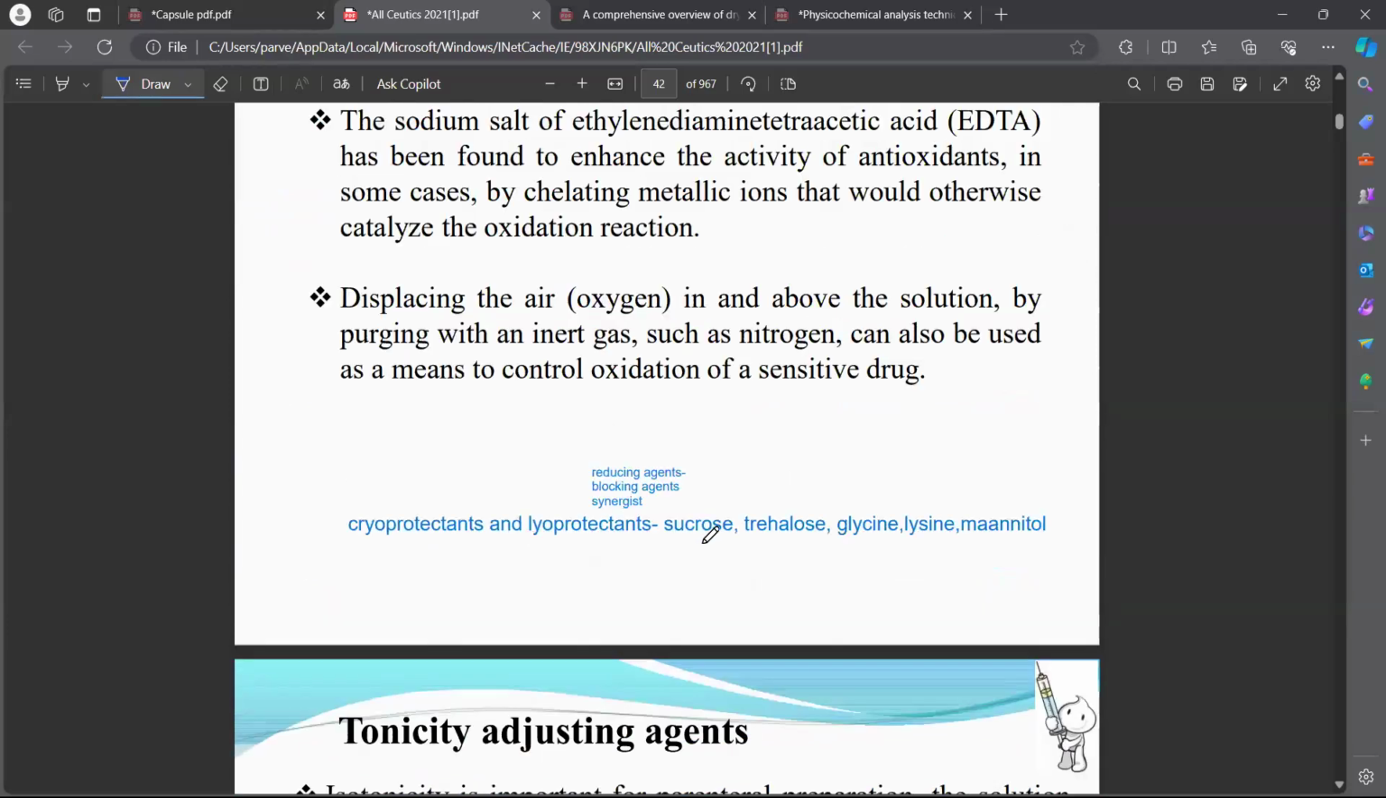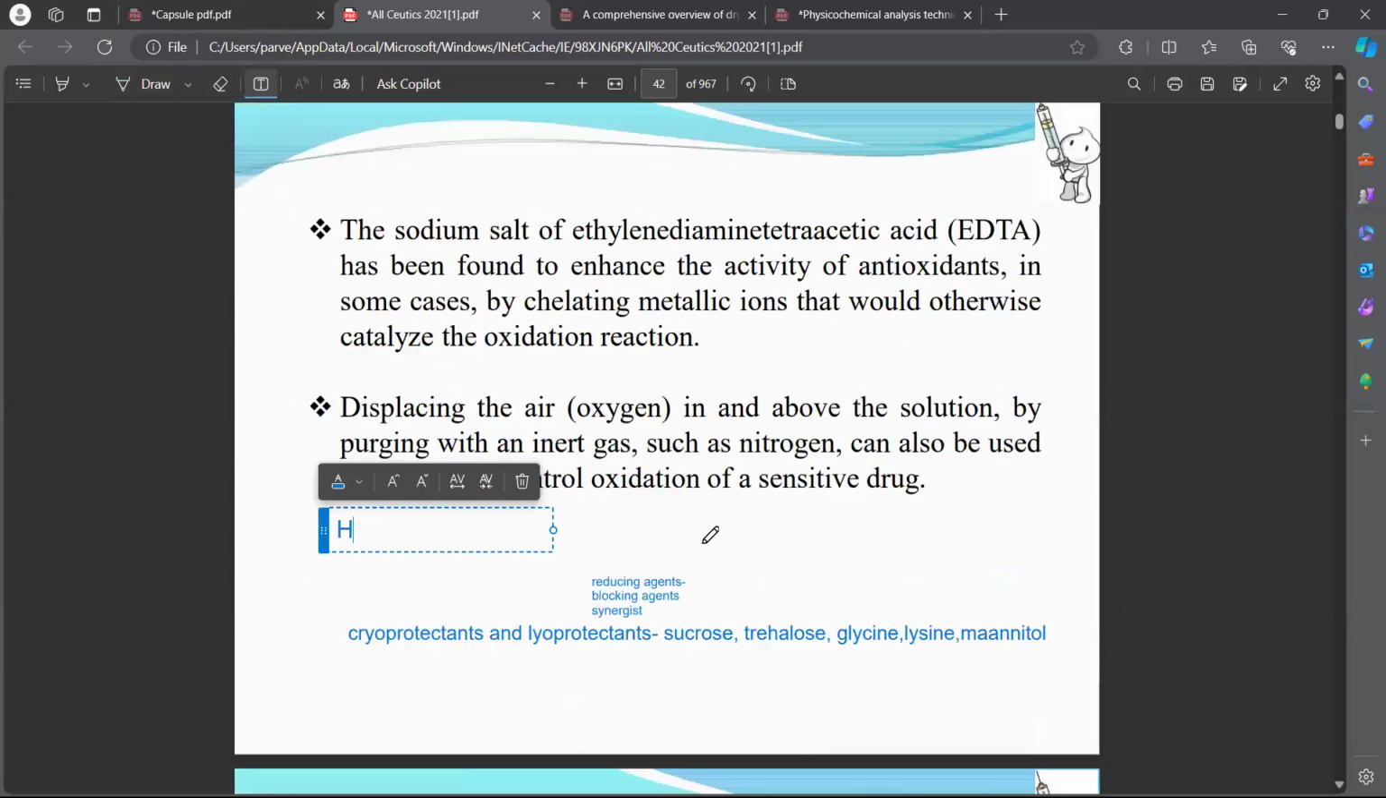So generally, can anyone remember the osmotic pressure of the blood? What is the osmotic pressure of the blood in mmHg? Yeah, 7.7 atmospheric pressure.